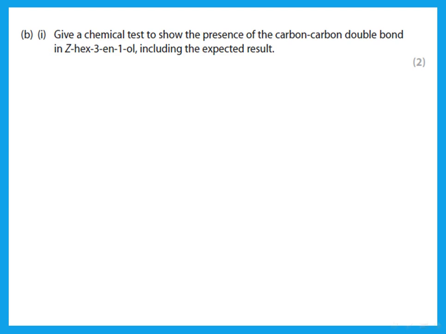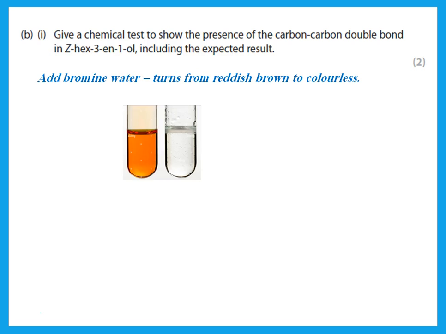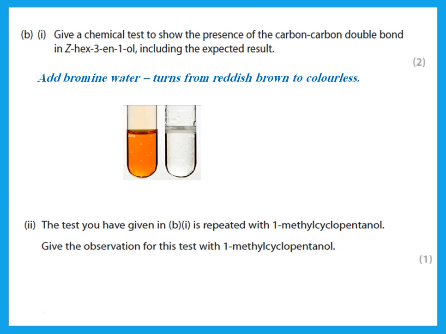Then he says give a chemical test to show the presence of a carbon-carbon double bond. What was the test for a carbon-carbon double bond? It was add bromine water. The color changes from reddish brown to colorless. Remember, this is the test for alkenes, or the presence of C double bond C, or remember, it is also the test for unsaturation if he's saying test for unsaturation.